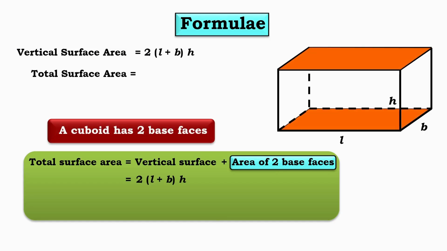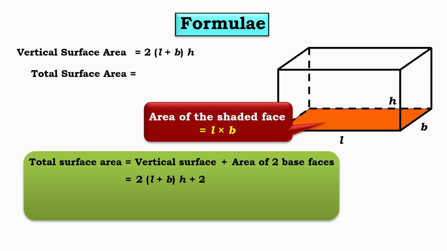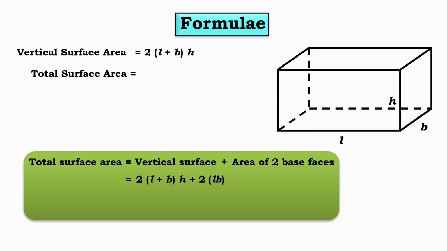Now the area of two base faces. So a cuboid has two base faces, and we can also consider these as horizontal faces. Now if you take a look at the shaded one, the adjacent sides are L and B. So the area of the shaded face will be L into B. Similarly, the upper one is also L into B. So we can say that it is 2L into B, right?